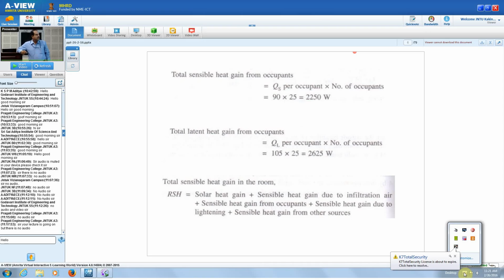I don't know whether the values are correct or not, you can check it. Right? Therefore, the total sensible heat gain in the room, that is the room sensible heat, is solar heat gain plus sensible heat gain due to the infiltration air plus sensible heat gain from the occupants plus sensible heat gain due to lighting, then sensible heat gain from the other sources. This is all room sensible heat.